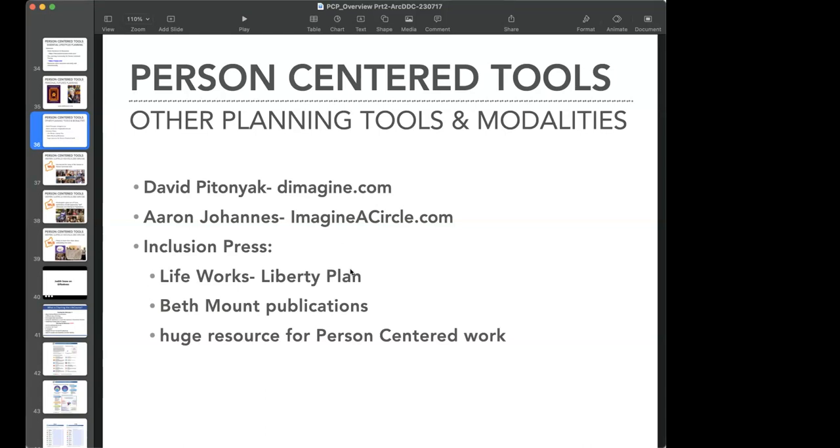I also think that just tapping into what Inclusion Press has to offer around resources for person-centered work is worthwhile. More and more, they're moving away from publishing and really looking at celebrating who's doing the work, how we can do it better, and what resources we can offer up to people. Definitely resources worth looking into as you're thinking about developing person-centered planning and person-centered tools.